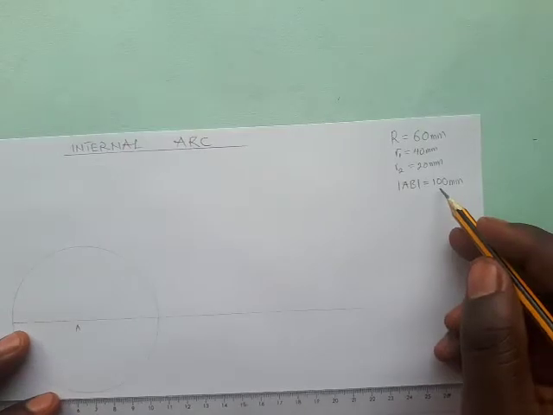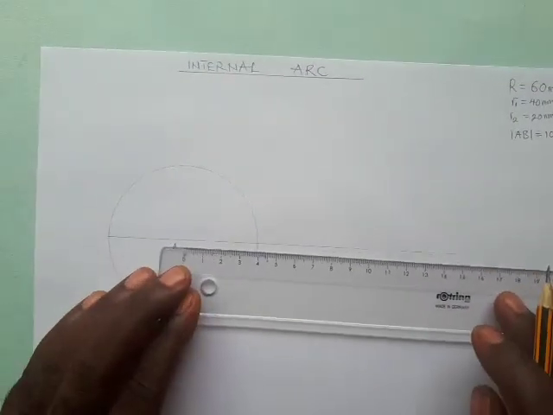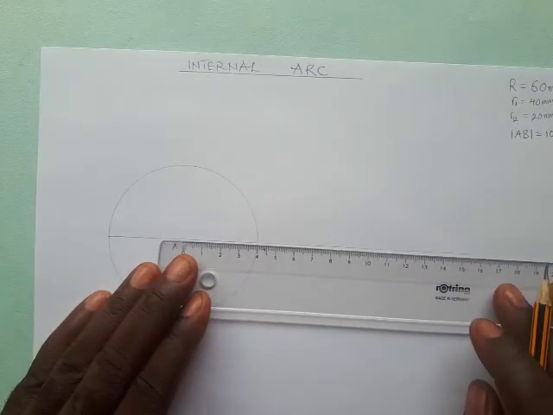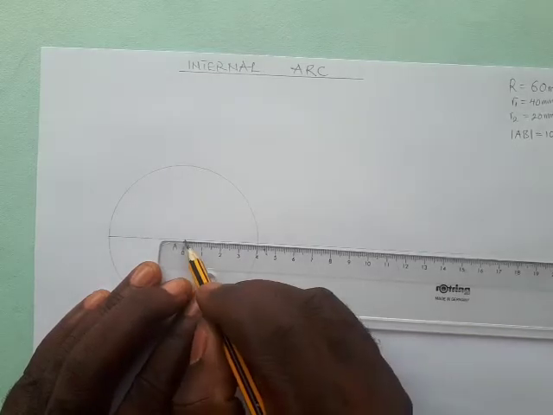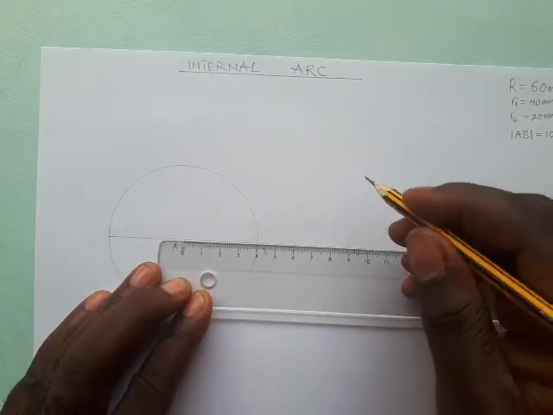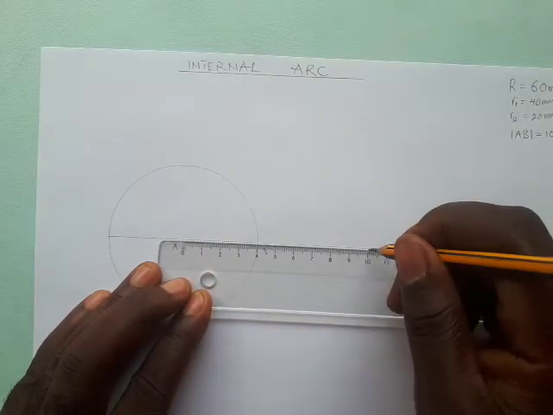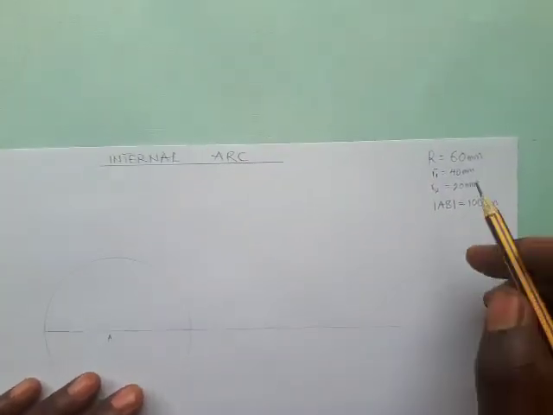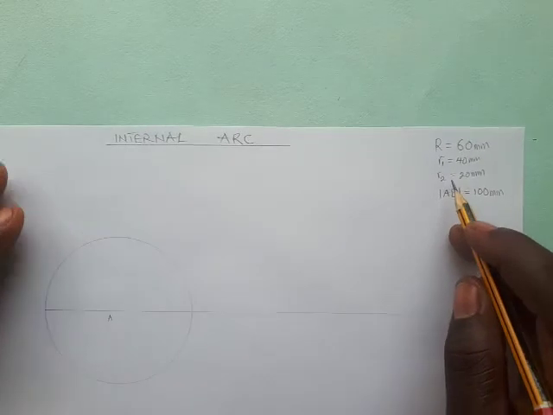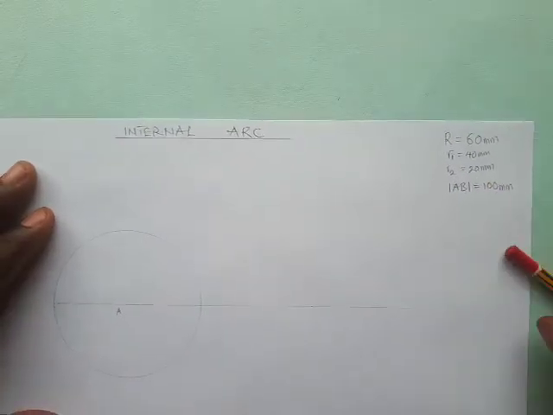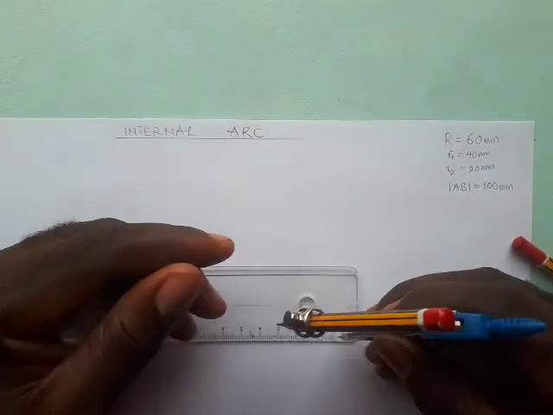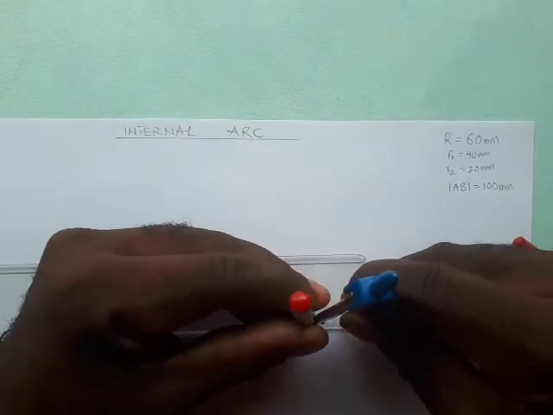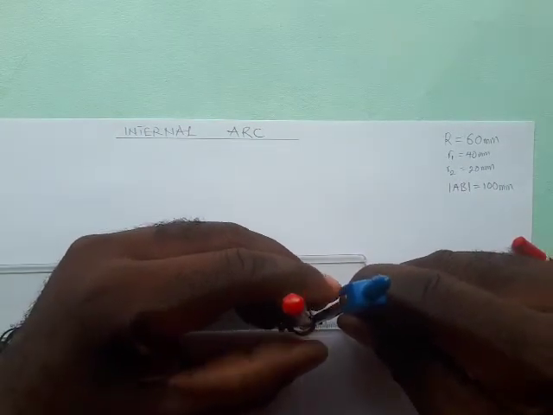Now AB is given to be 100. So align your ruler like this and measure 100, that is 10 centimeters, my 0 being on my A. This point becomes the center of the second circle. The radius of the second circle is 20. So measure 20 here. Make sure it is exact.